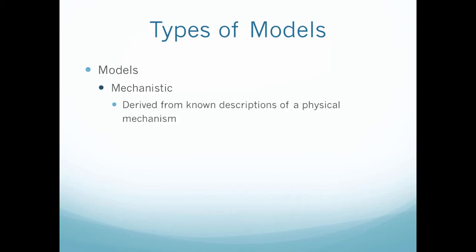And if you remember, a mechanistic model is derived from a known description of a physical mechanism. Something we used as an example for a mechanistic model was that by knowing the laws of physics, we could predict the patterns of the tide.